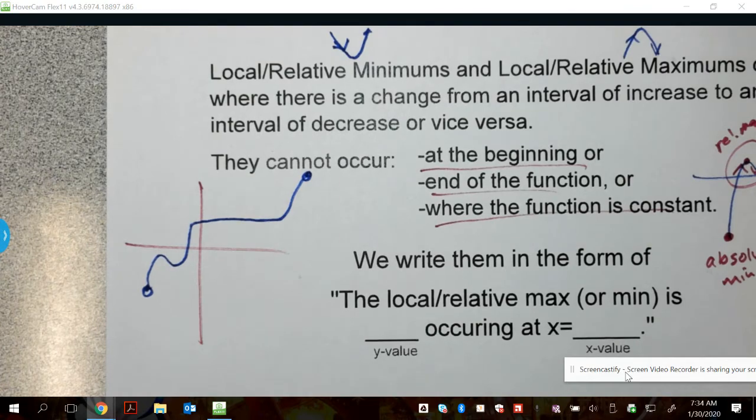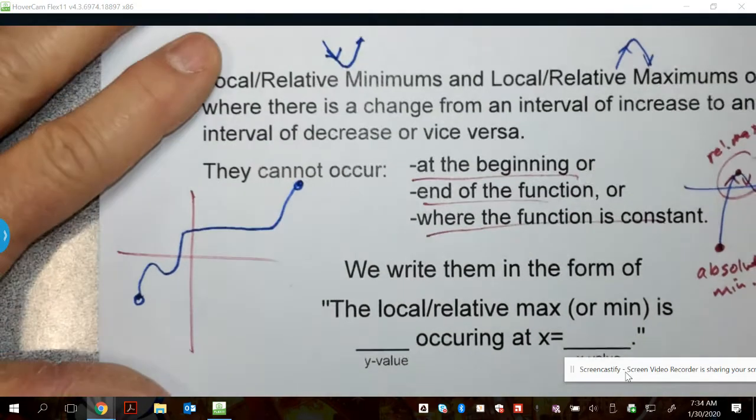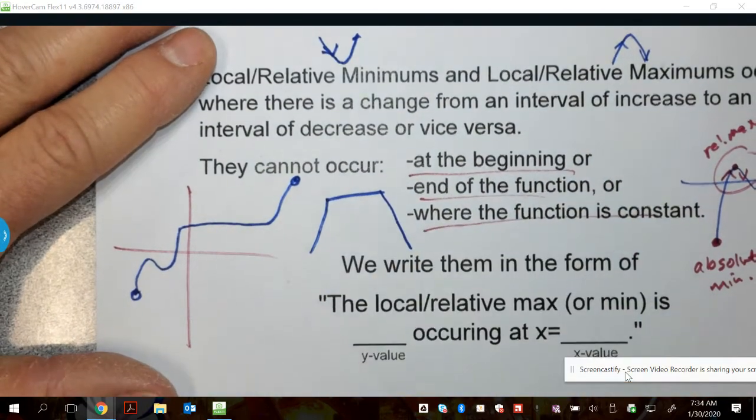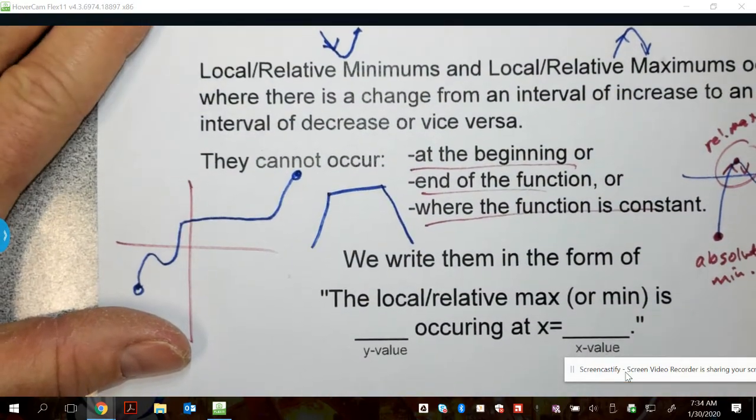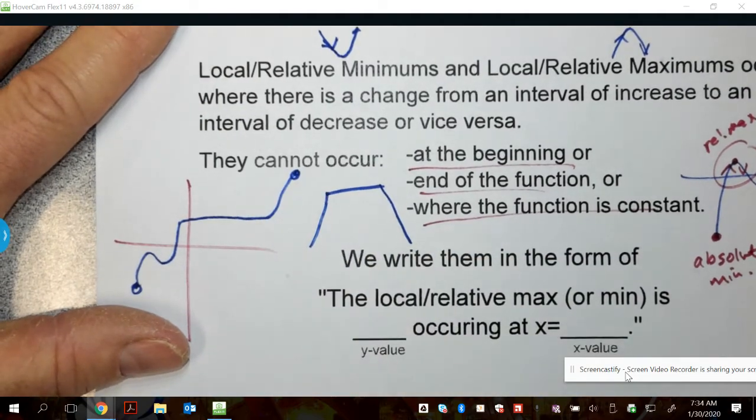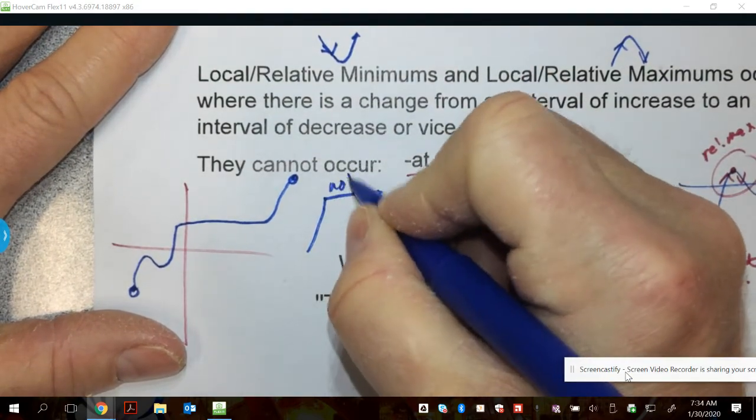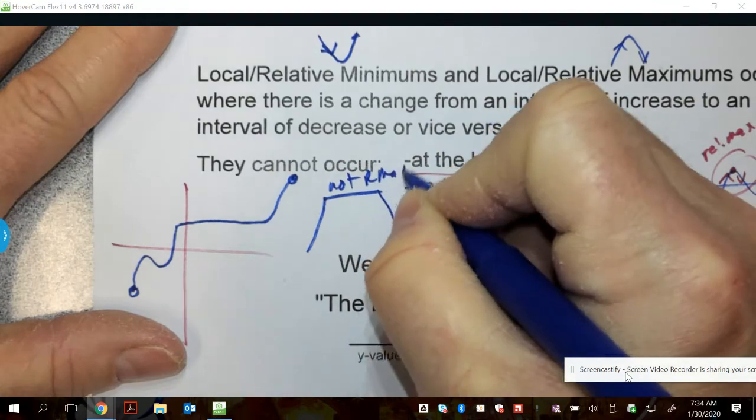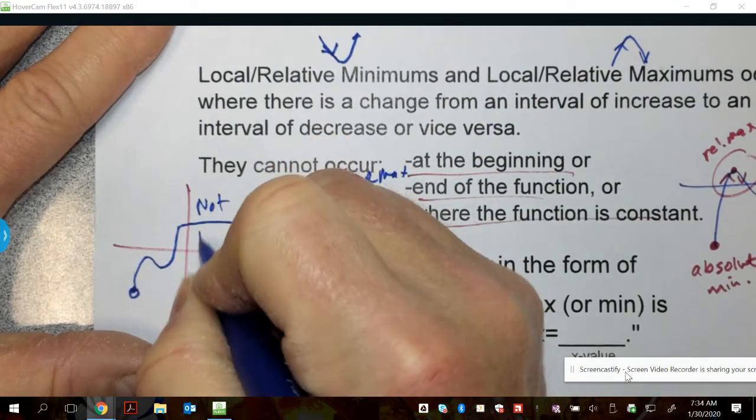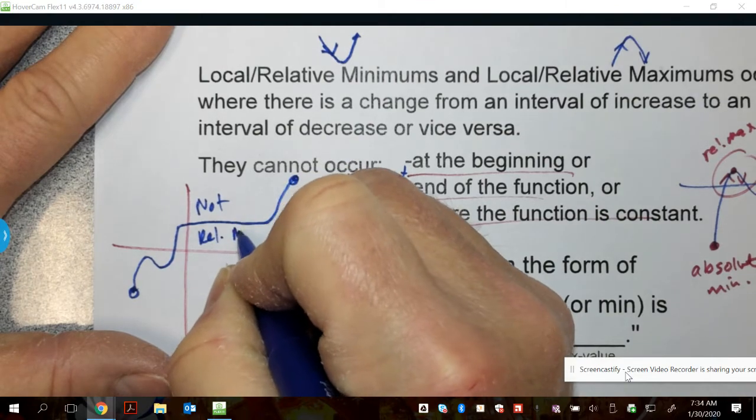Do you see that? Even if it does this, that's not a relative max. It has to be a point. Is that a point? No, it's a line segment. Do you see what I'm getting at? This is not a relative max. This is not a relative min or max.